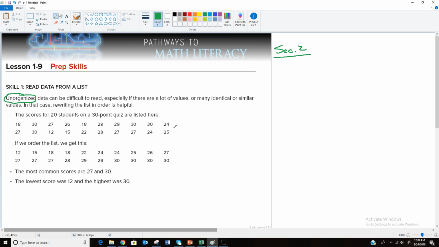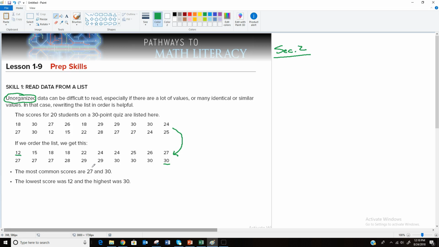So this list has been rewritten in order from smallest to largest. If a number is repeated, we write it more than once. So just because there's two 18s doesn't mean we only write 18 down one time. We write it down twice because it occurred twice in the original list. So in looking at this, now we can pick out a little bit of information.